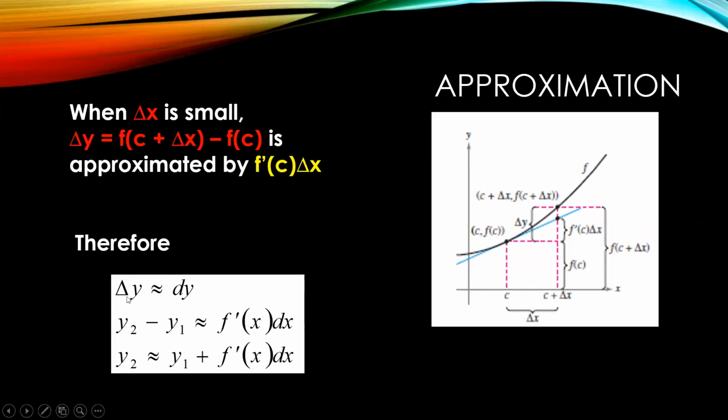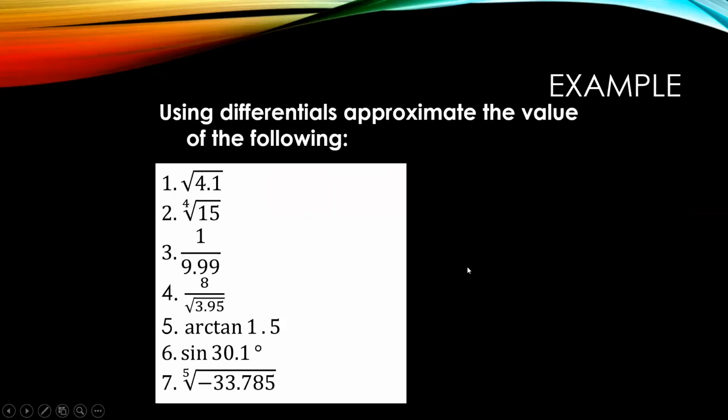If, for example, delta y here is approximated to be dy, the delta, as I've told you before earlier, is a bigger change. The d is a smaller change. So here, y2 minus y1 is approximated to be f prime of x dx. Isn't it that the one I showed you earlier, dy, is actually f prime of x dx? Therefore, if you want to solve for y2, you can transpose y1, and this will be the formula. So I'll show you how.